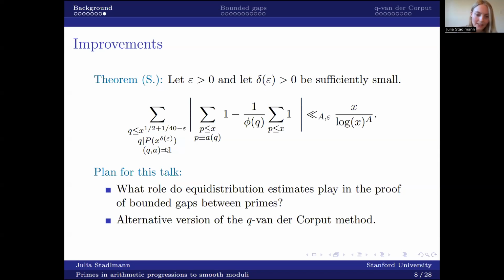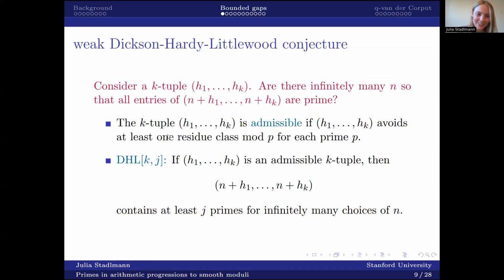And the input here is an amendment of the q-van der Corput method. So I'm going to talk a little bit about what the q-van der Corput method is and how we can improve it a little bit. Okay, but first I'm going to motivate our interest in smooth moduli a bit more by talking about the proof of bounded gaps between primes.